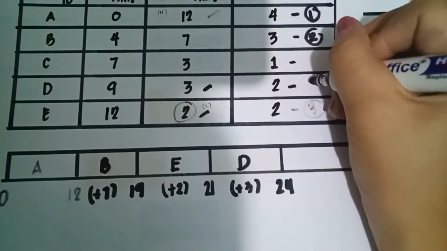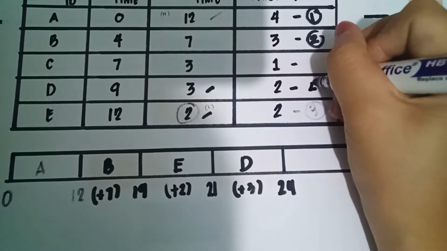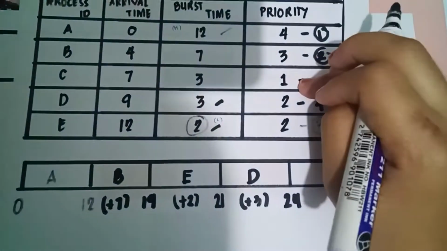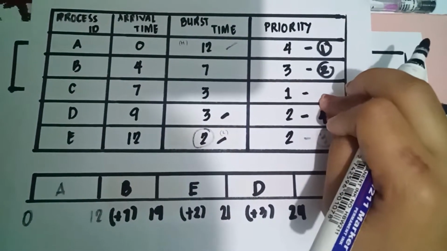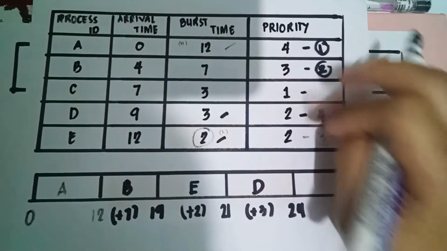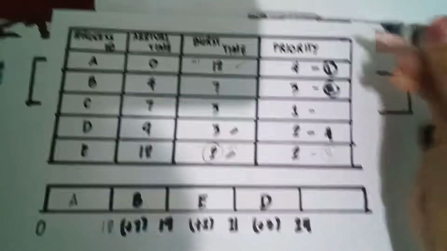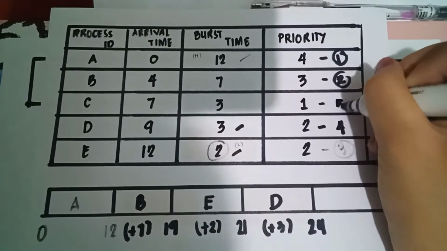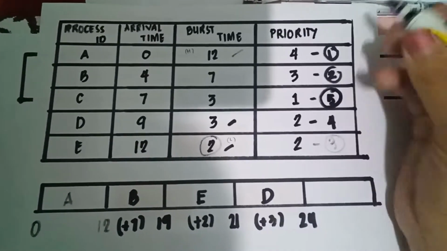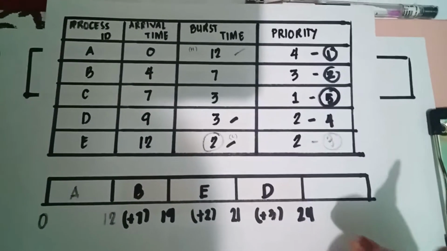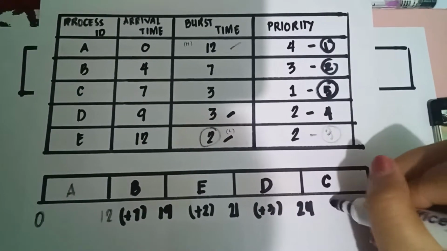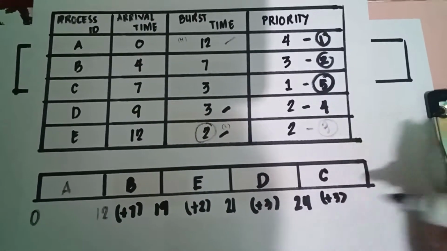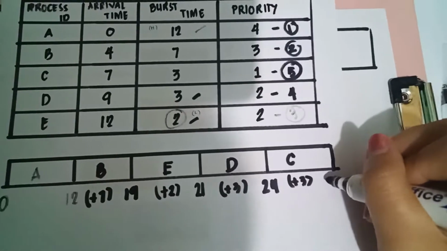Now, lastly, letter C, which contains the lowest burst time and priority here. So this is number 5, and we will add 3. C plus 3. The total is 27.